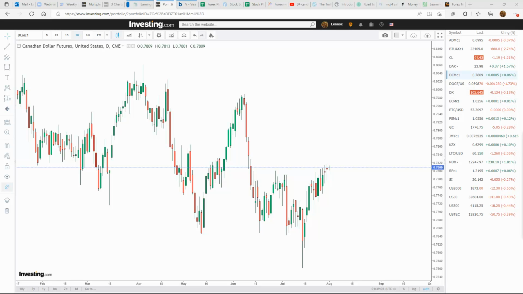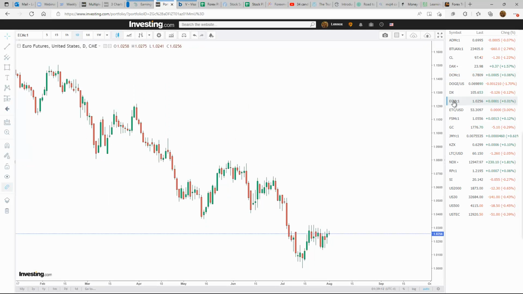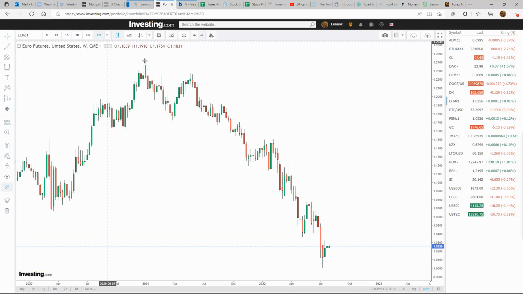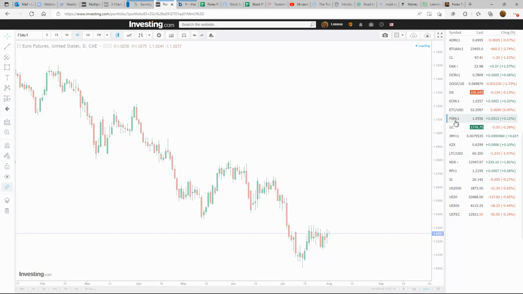Taking a look at the euro. This is the euro. Go to the weekly. Euro in a steep decline, and looking to push back to the upside. So a weakness in the US dollar will indeed propel the euro to the upside. So right now setting up, looking like it wants to push to the upside. So a little bit of strength in the euro overall going into the week. All right, let's take a look at the Swiss franc.